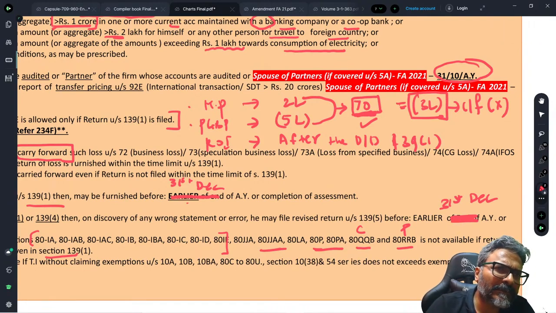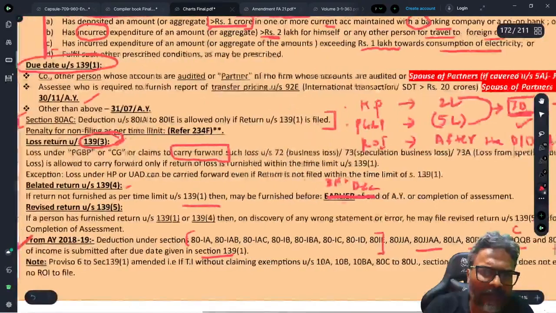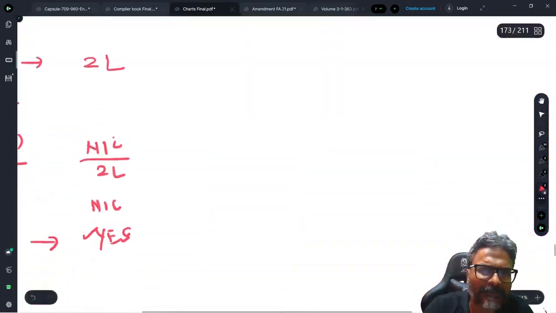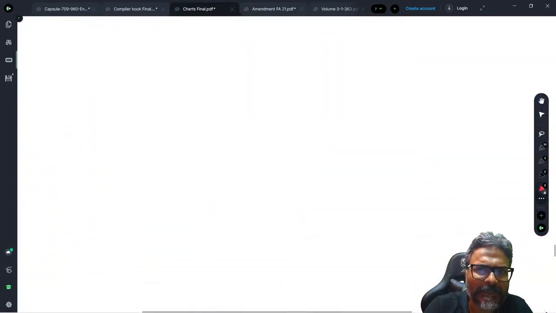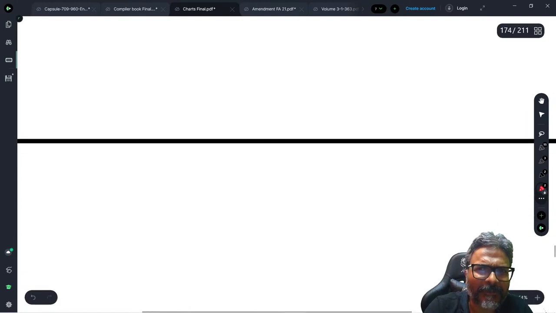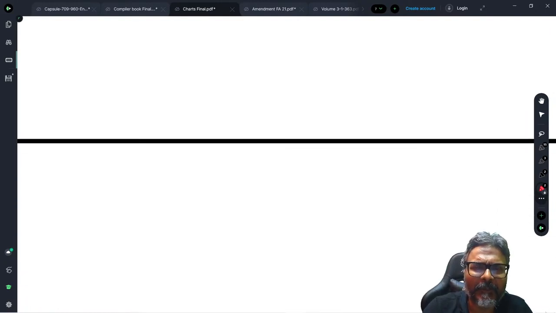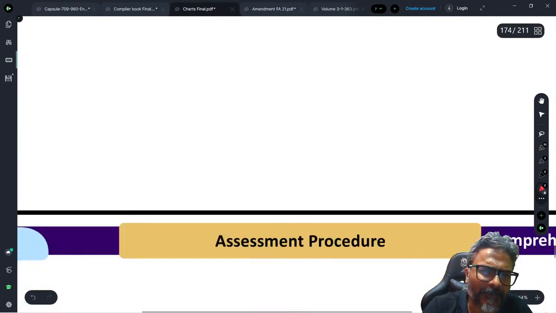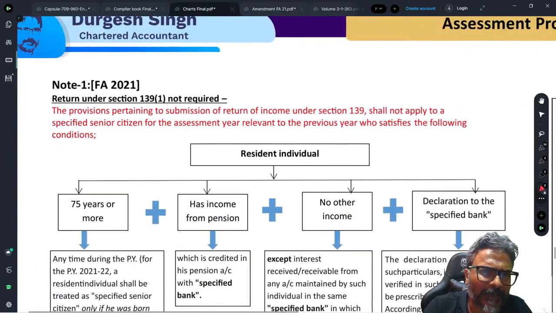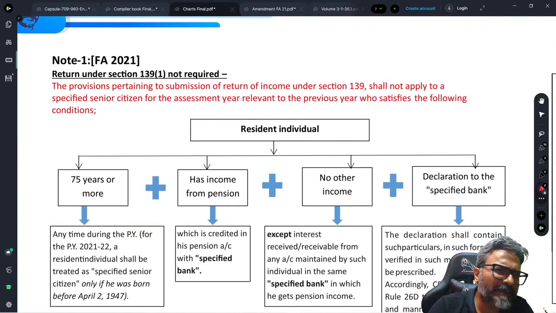So the last date for any particular assessment year, be it the revised return or the belated return, is 31st of December of that particular AY. If you're talking about assessment year 22-23, then the last date for the filing of the return of income will be 31st December 2022.